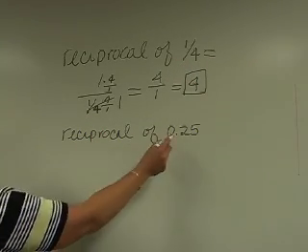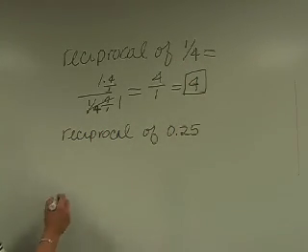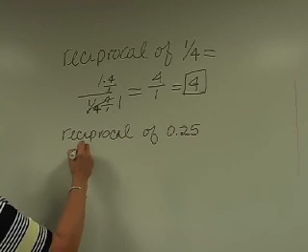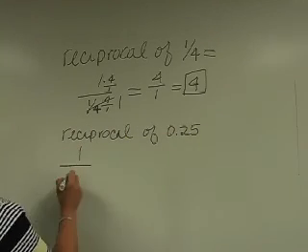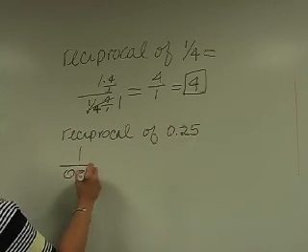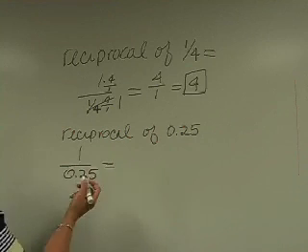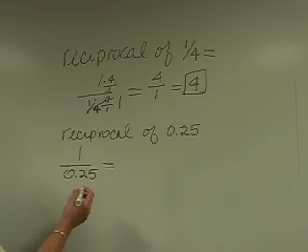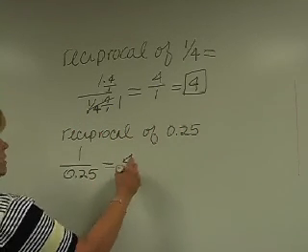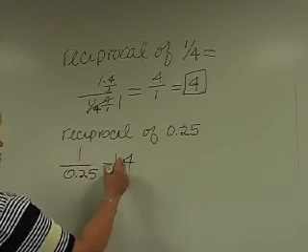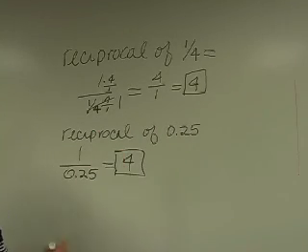Let's see how that works when we're given it in decimal notation. It's a little easier, cleaner to understand. Divide this number into 1, and if you'd like, put that in your calculator, and the number ends up to just be 4. So again, the reciprocal of 1/4 is 4.